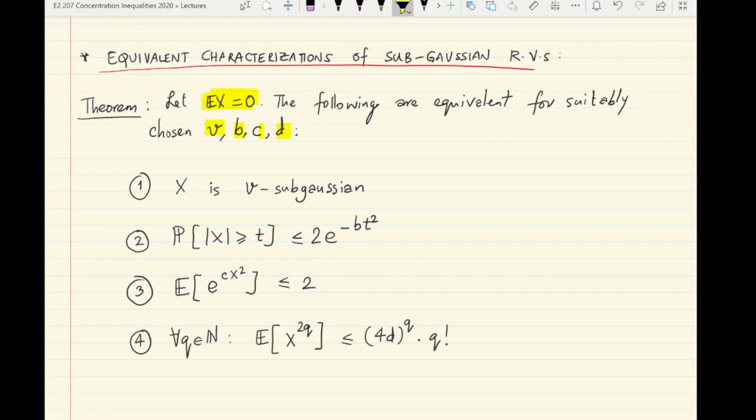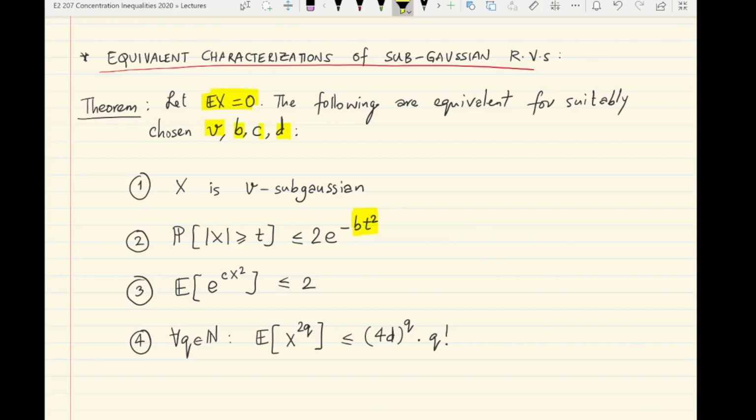Essentially, up to constant scale factors, all these definitions give you the same property of a random variable X, which is the fact that it has a Subgaussian tail. The first property is our usual definition that we just made about X being v-Subgaussian. The second property is the resultant Chernoff bound that you get for its tail, which essentially decays at rate e raised to minus a constant times t squared. The third equivalent characterization of a Subgaussian random variable says that if you take the expected value of e raised to c X squared, for an appropriate positive number c, then it is bounded, it is finite.